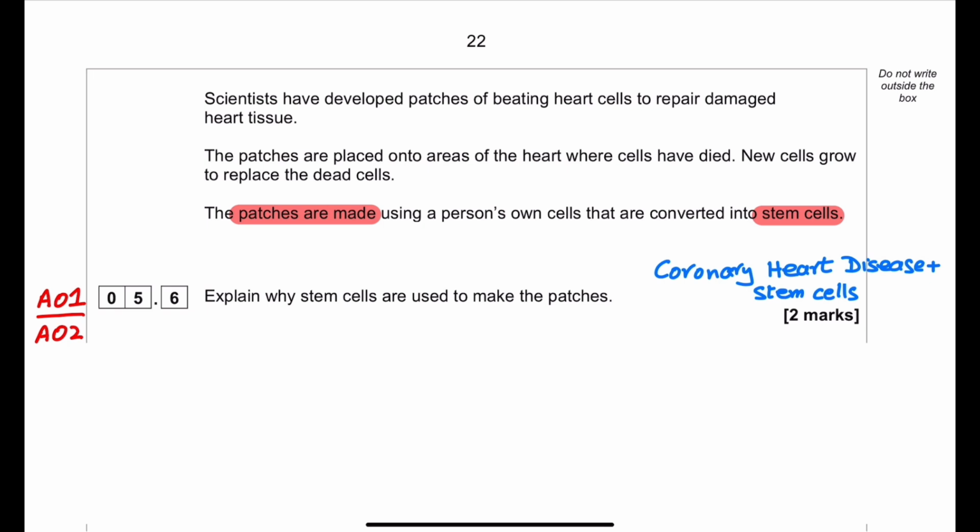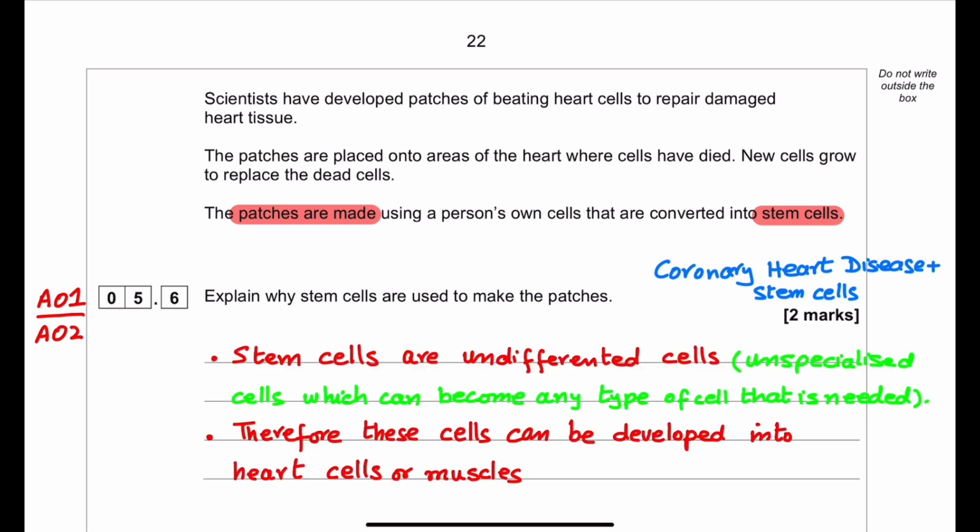So these patches are made from the person's own cells and they are converted into the stem cells. The advantage is they can convert into any kind of cell in the body. Let's see the model answer. The model answer is stem cells are undifferentiated cells, meaning unspecialized cells which can become any type of cell that is needed. Therefore, these cells can be developed into heart cells or the muscles.